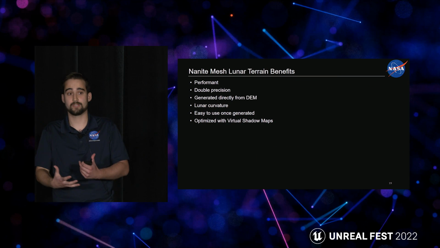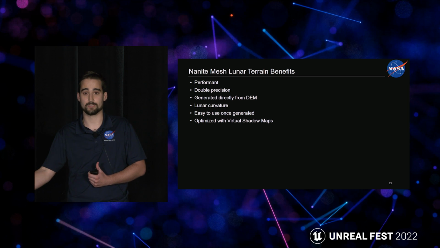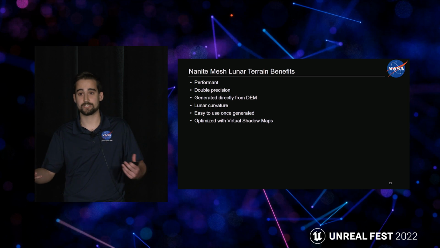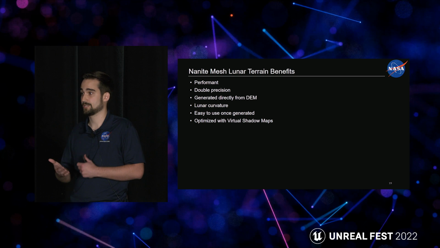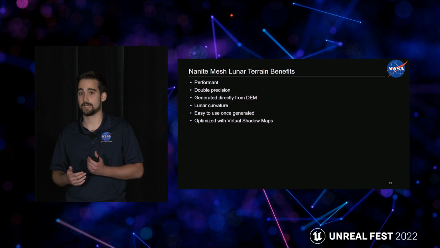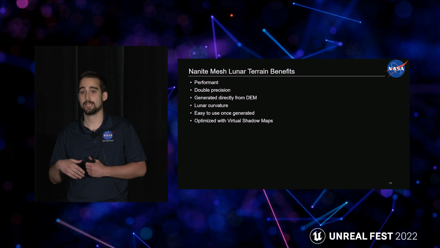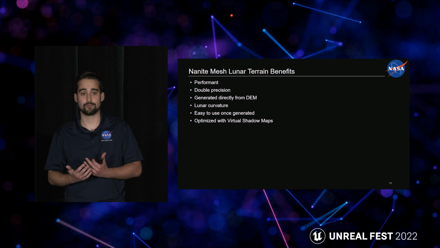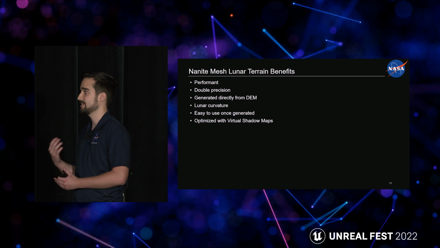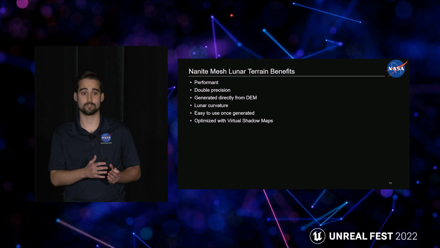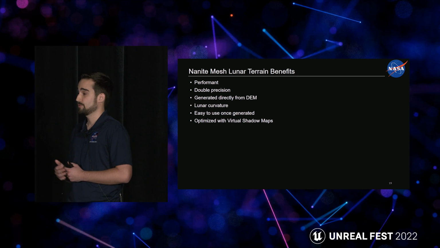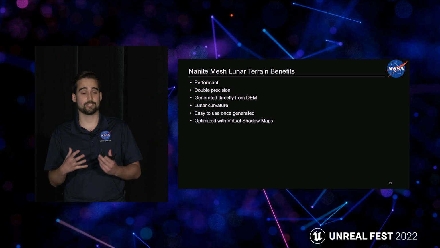Okay, so in summary of the benefits of this method, it is very performant. We were able to generate large regions of Nanite meshes without a significant decrease in our frame rate. Additionally, we're able to take advantage of Unreal Engine 5's double precision feature on those rendered static meshes. We were also able to resolve the two primary concerns with the landscape system, which were that loss of precision and the lunar curvature. Since we are generating directly from our DIM data, we maintain our actual precision from our source data. Additionally, we incorporate lunar curvature during the mesh generation process.